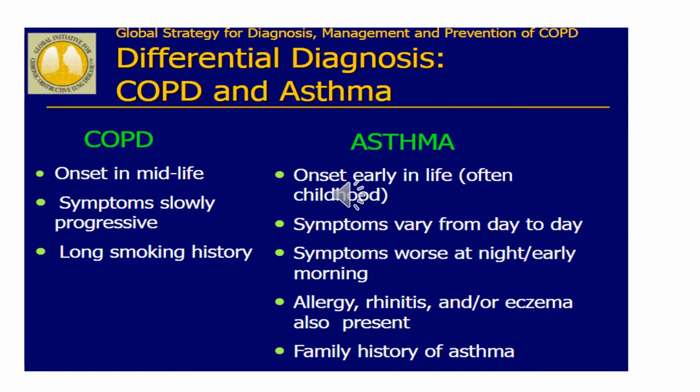Differential diagnosis: COPD and asthma. COPD: onset in midlife, symptoms slowly progressive, long smoking history. Asthma: onset early in life, often childhood. Symptoms vary from day to day. Symptoms worse at night and early morning. Allergy, rhinitis, and/or eczema also present. Family history of asthma.